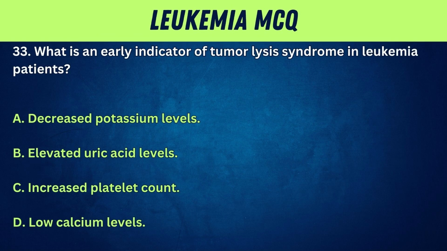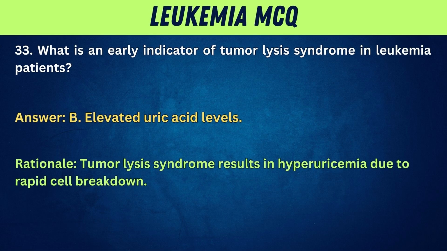33. What is an early indicator of tumor lysis syndrome in leukemia patients? A. Decreased potassium levels. B. Elevated uric acid levels. C. Increased platelet count. D. Low calcium levels. Answer: B. Elevated uric acid levels. Rationale: Tumor lysis syndrome results in hyperuricemia due to rapid cell breakdown.